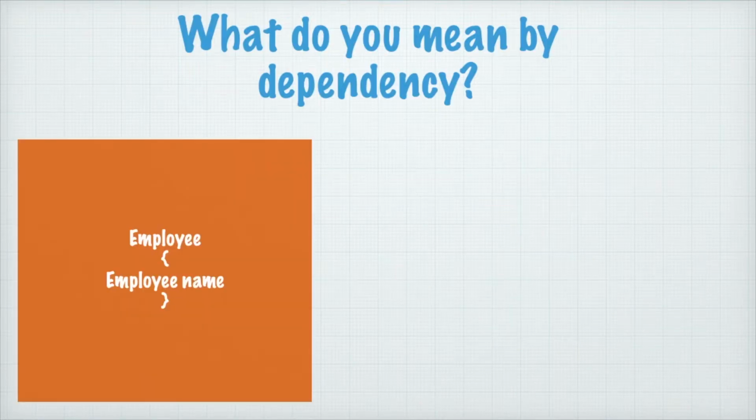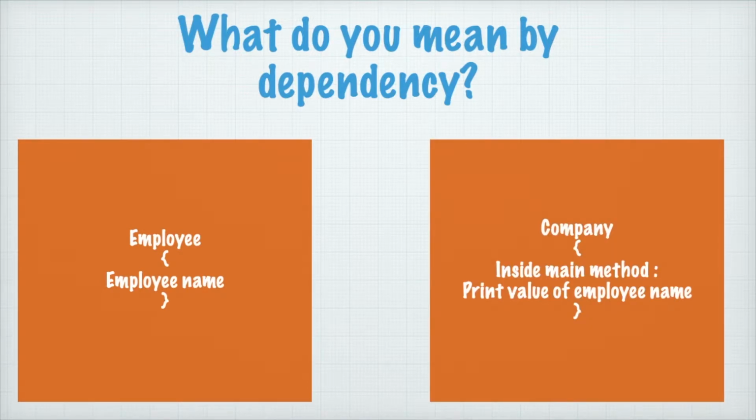So let's see one example. What do you mean by dependency? Suppose I have a class called employee class and I have a company class, right? So in the main method, I need an object of employee, and without taking the object of employee, you will not be able to write your company class in this case. So in this way, we can say that company class is dependent on the employee class.